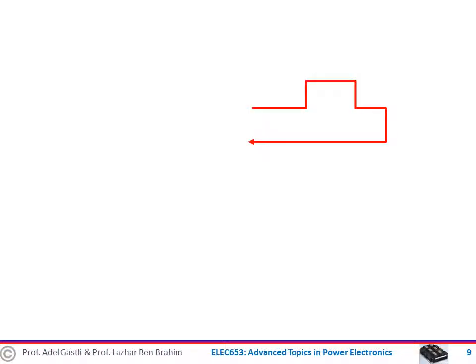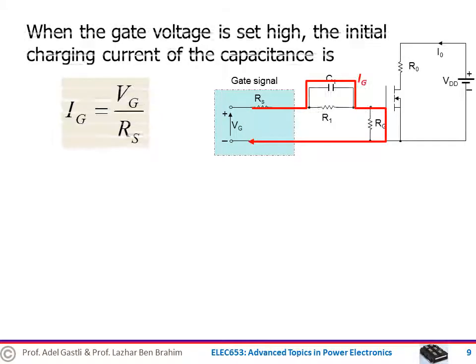When the gate voltage is set high, the gate current follows the path shown in red color here. The initial charging current of the capacitance is given by this equation, which shows that the initial peak charging current is limited by just the source resistance Rs. To increase this peak current, we need to increase the source voltage level.